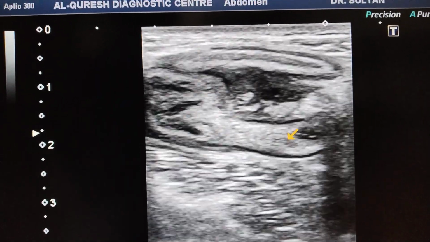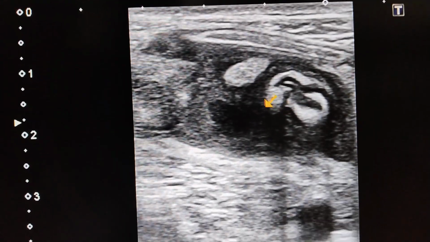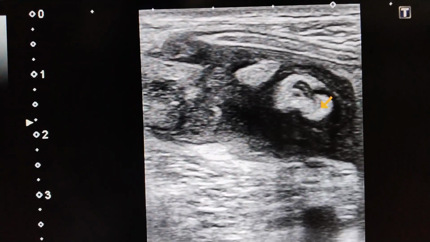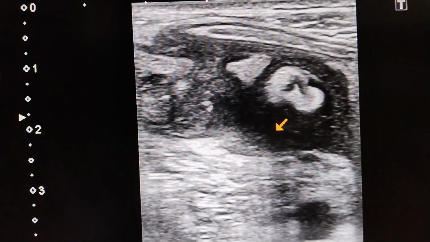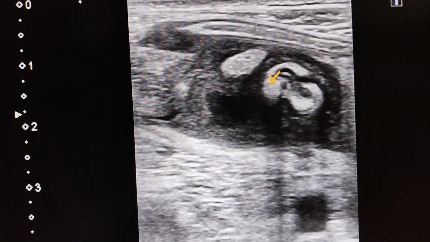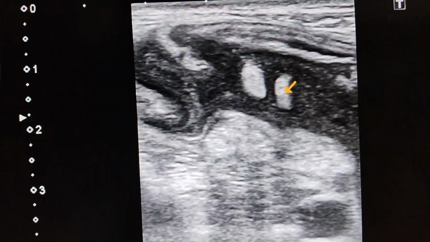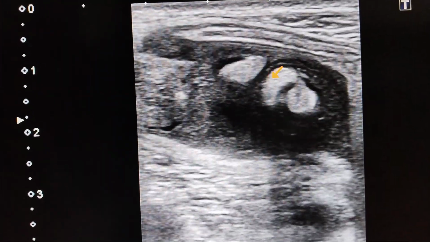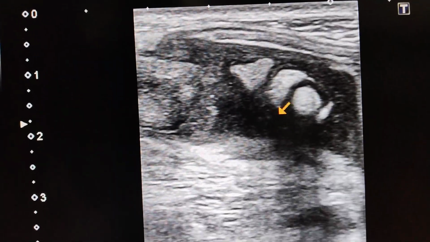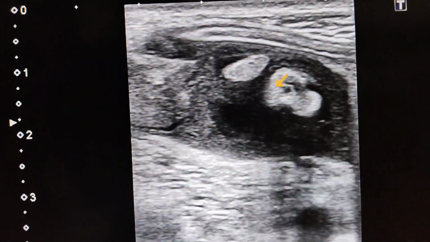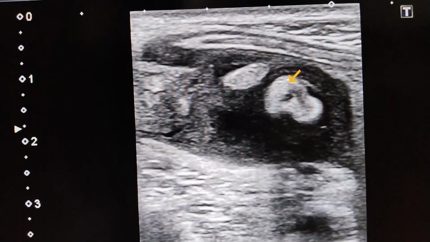Now I am going to follow this. Here we can appreciate this is the fluid with internal echoes, and this is the tip of the appendix. Okay. And here this whitish tissue which is wrapping around the appendix is the mesoappendix. Mesoappendix means the fold of peritoneum.